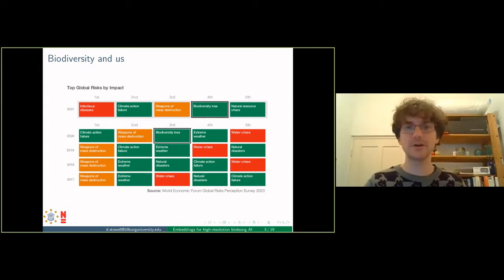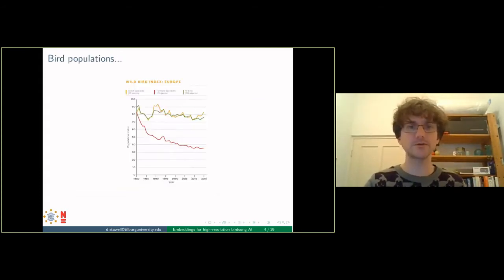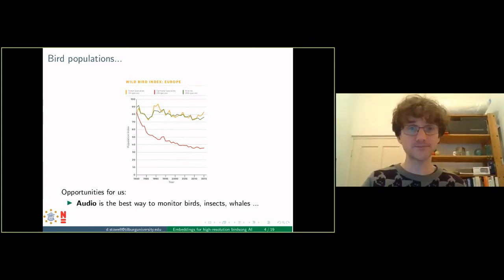But biodiversity loss is incredibly important economically as well as for other reasons. If you look at this graph here, we see that farmland birds over the past 30, 40 years have actually declined massively, and that's because of land use changes. So this is just one example of how, at a very large scale, the whole of Europe and the whole of the world, in fact, we've got a problem to solve.